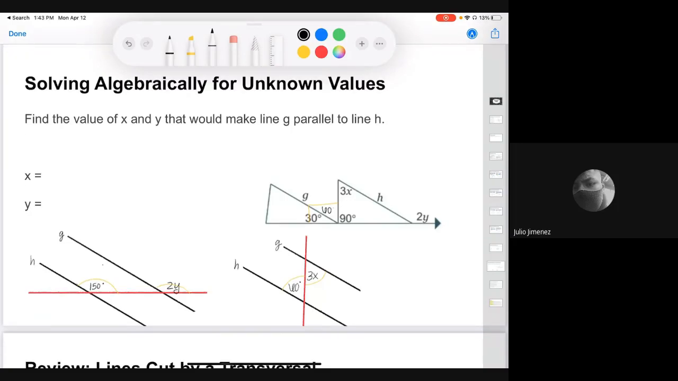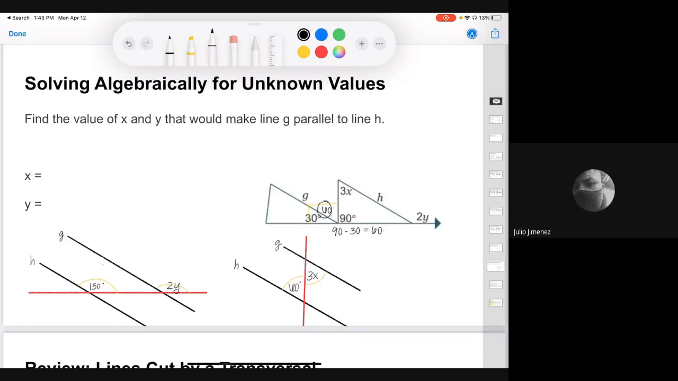So how do I find x? Well, I find x by identifying that this missing angle is 60. The reason is that this angle and this angle form a 90-degree angle. 90 minus 30 equals 60. Okay, so that allows me to find 60.